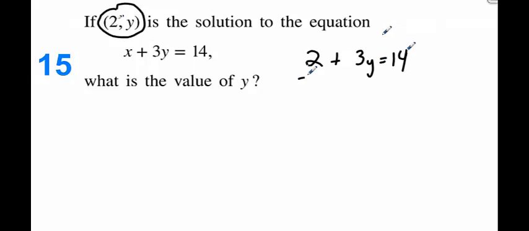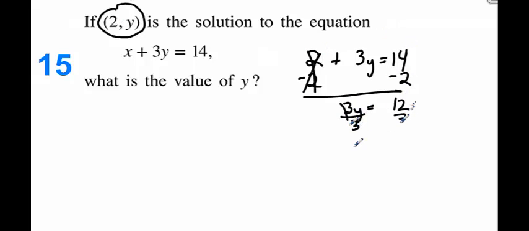So it's just a 2-step equation. Opposite of 2 is -2. They cancel. 3y equals 12. Divide by 3, and you get your y by itself, which equals 4. So the value of y is 4.